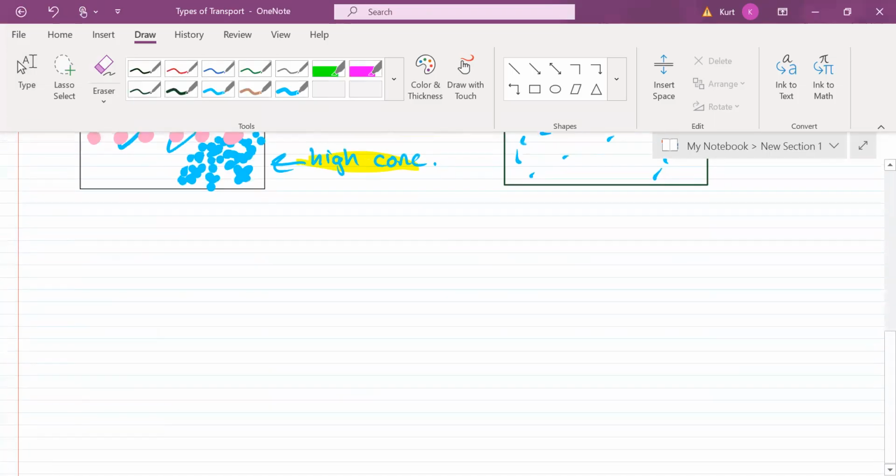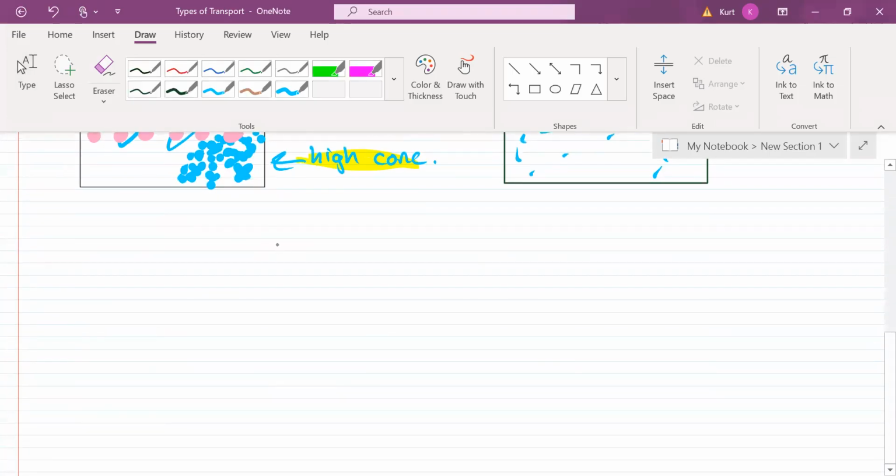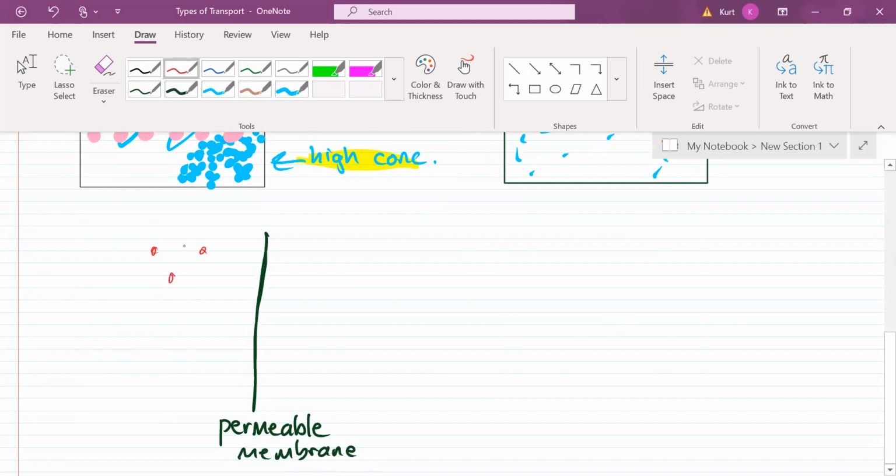To give you another example, imagine that we have a permeable membrane. This black line represents a permeable membrane. Permeable means that molecules and particles can pass through it. And imagine that I just have a lot of particles over here.